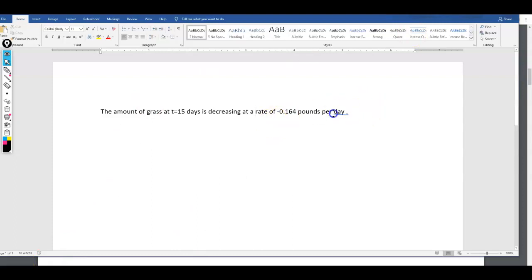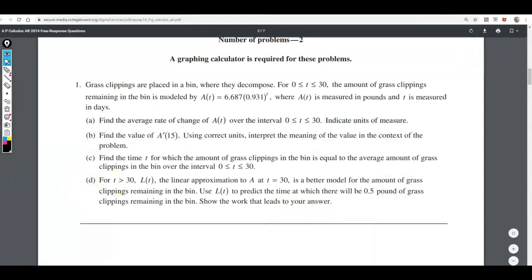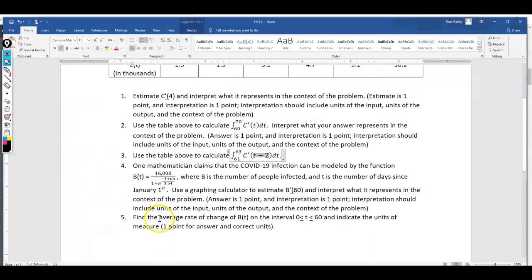All right, the last question that we're going to look at for your FRQs is 5. Find the average rate of change of B of t on the interval from 0 to 60. Indicate the units of measure. This one's only going to be worth 1 point, and you have to include the units also to get the point. All or nothing. So let's go ahead and see how do we do that.